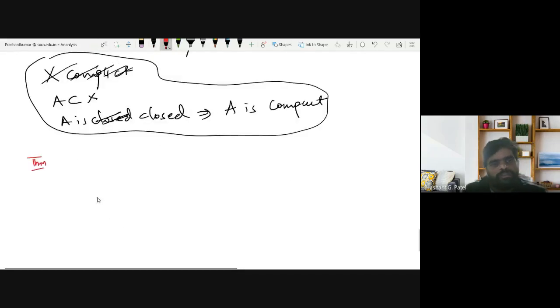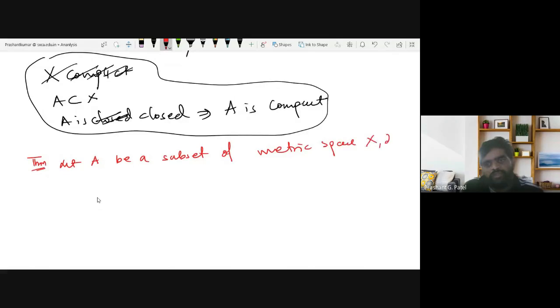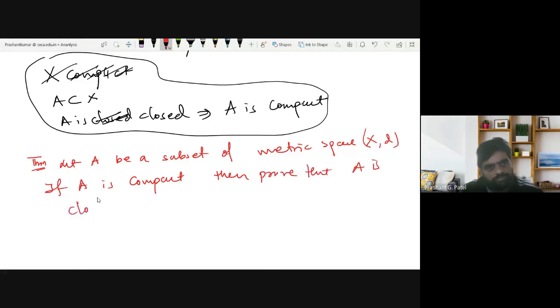So the next result: let A be a subset of a metric space. I have taken a metric space, not a compact metric space. You can just see that (X, d) is just a metric space. And if A is compact, then prove that A is closed. So compact implies closed set. Let us try to prove this statement.